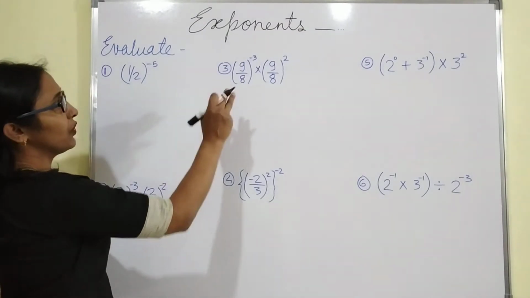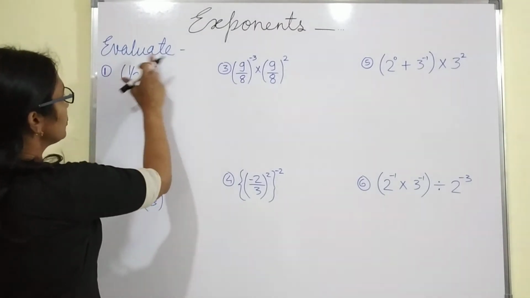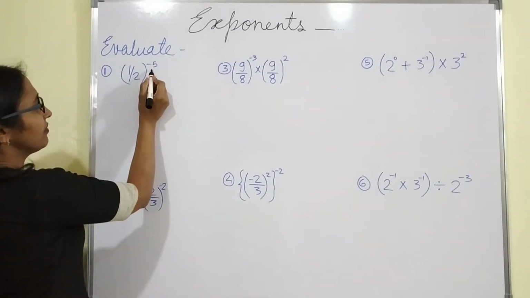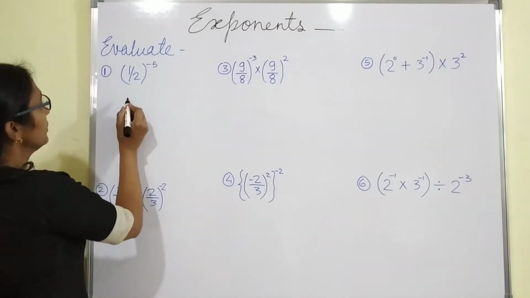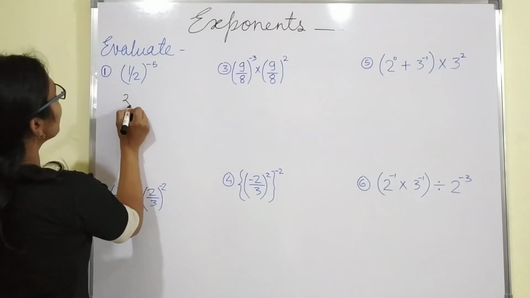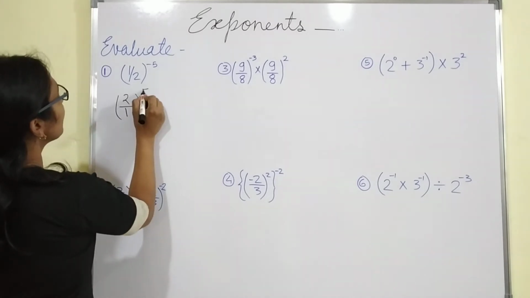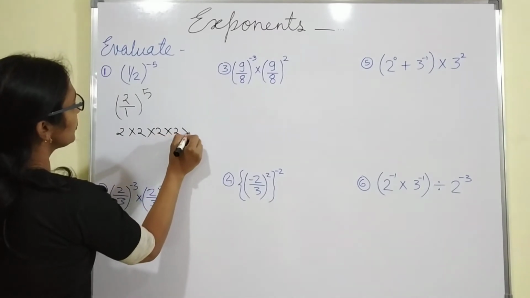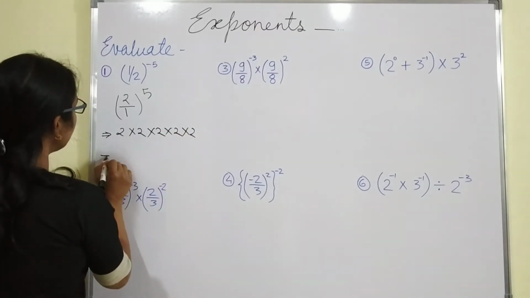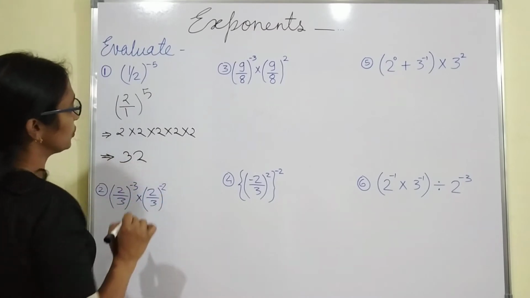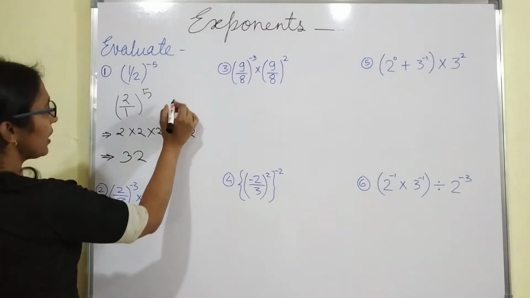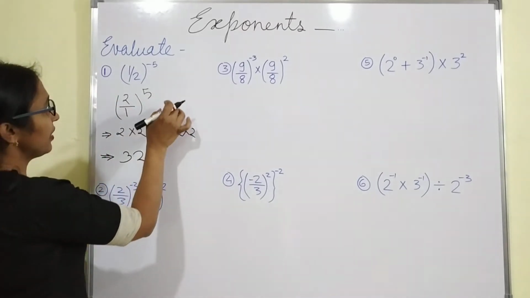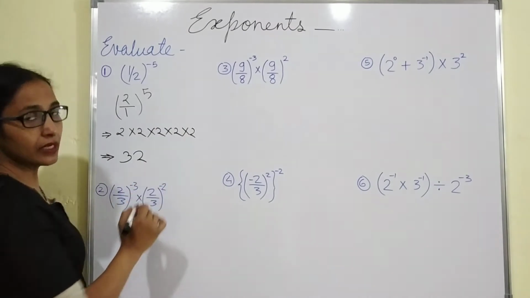Now, sums based on exponents. Evaluate 1 upon 2 power minus 5. See, the power is negative. So, it will become 2 upon 1 power 5, meaning 2 into 2 into 2 into 2 into 2. So your answer is 32. And you have to write the rule here. Rule also means law: A power minus 1 equals 1 upon A.